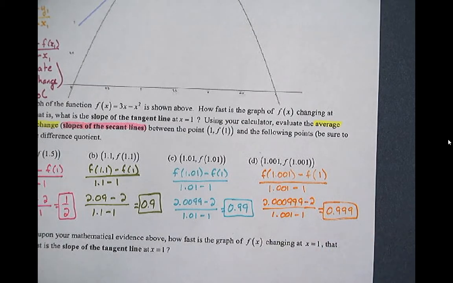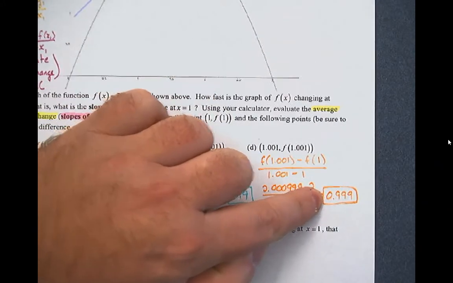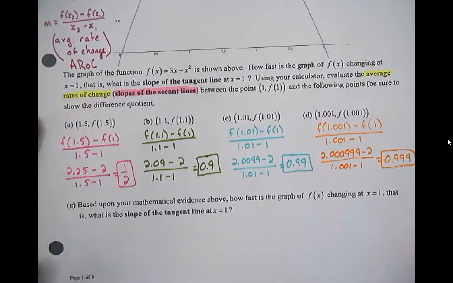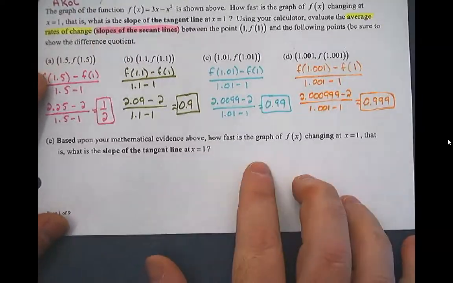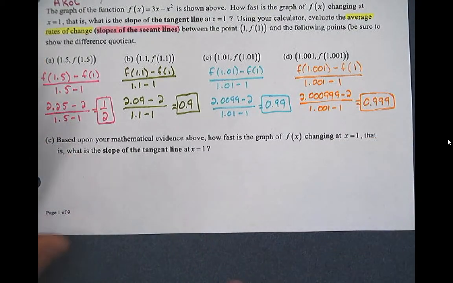Anybody want to make a prediction? If we went to 1.0001, put another 0 in here, anybody want to make a guess what would happen here? All right. So based on your mathematical evidence from up above, we haven't done a proof yet, but this is our basic idea.